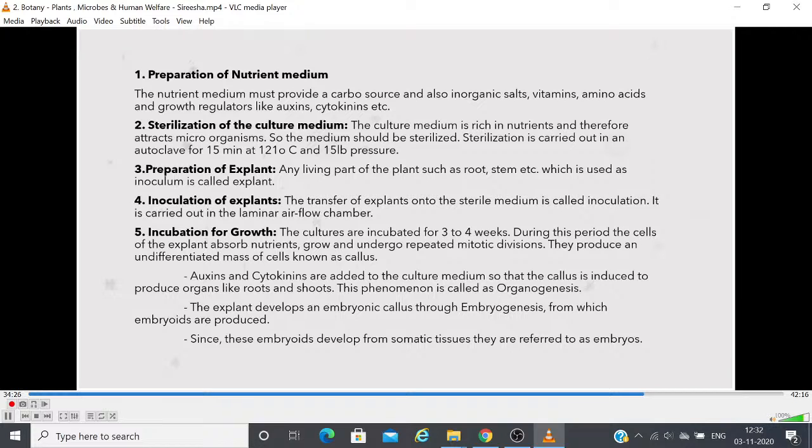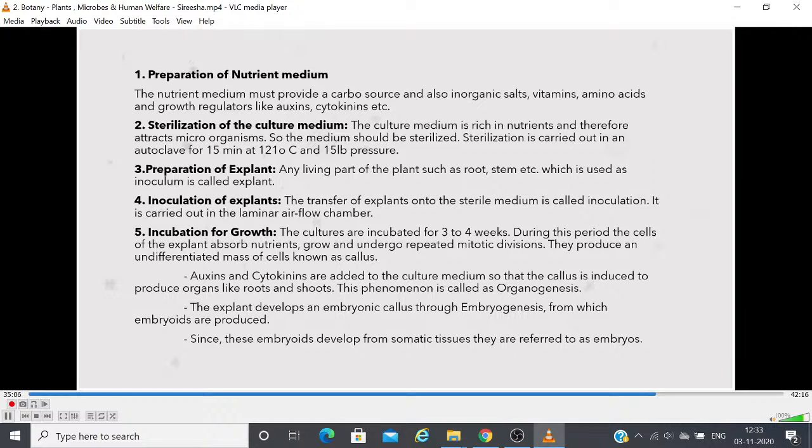So if we keep a larger amount of these auxins or cytokinins, then it will be very easy for the callus to grow into plantlets. And this phenomenon is known as organogenesis. Because from the callus it is forming organs like roots and shoots. From the cells comes callus, from callus again tissues, and again organs. This whole process is called organogenesis.